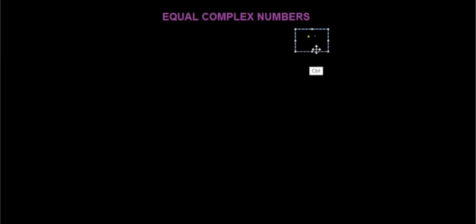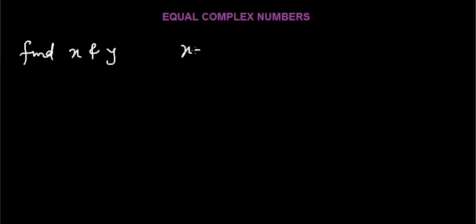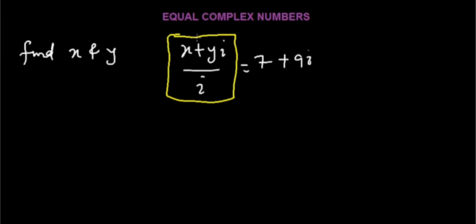First example, quickly. We're asked to find the values of x and y respectively, for which (x plus yi) over i is equal to 7 plus 9i. We want to solve this quickly. What we need to do in this case is to make this part here into a linear form, where we can now compare the real part of this side to the real part of this side. Then we can get the values of x and y respectively.